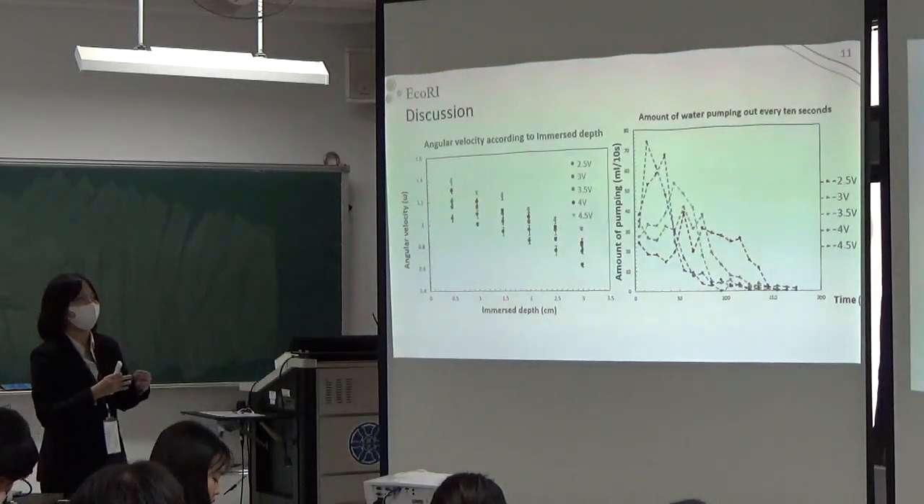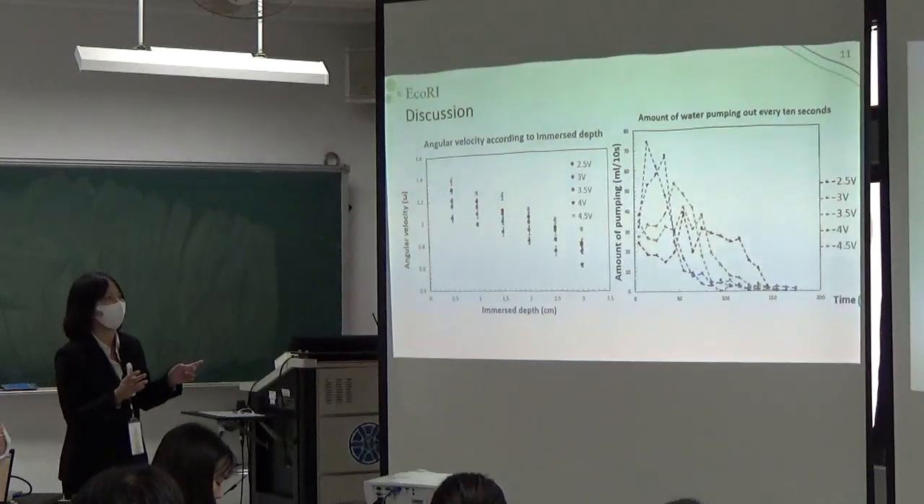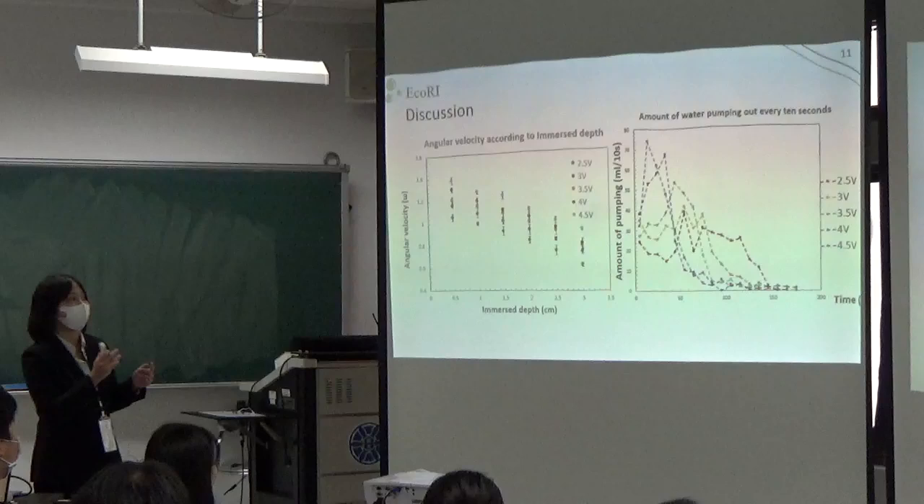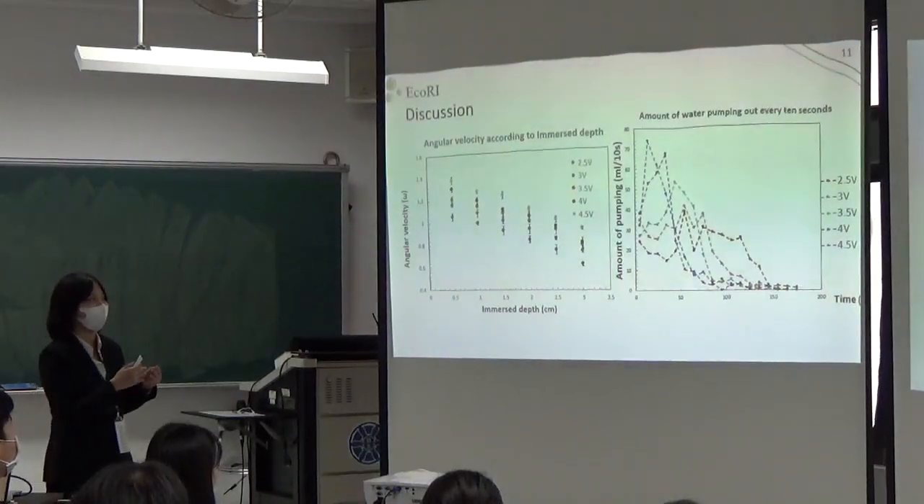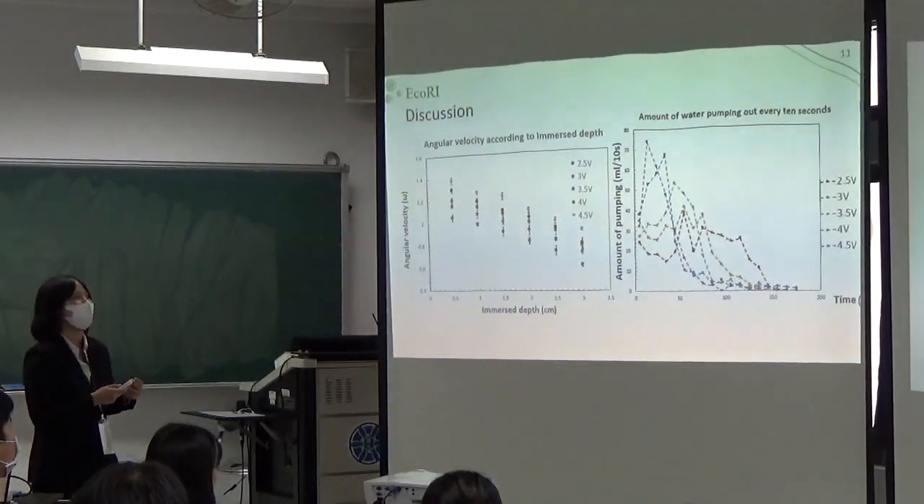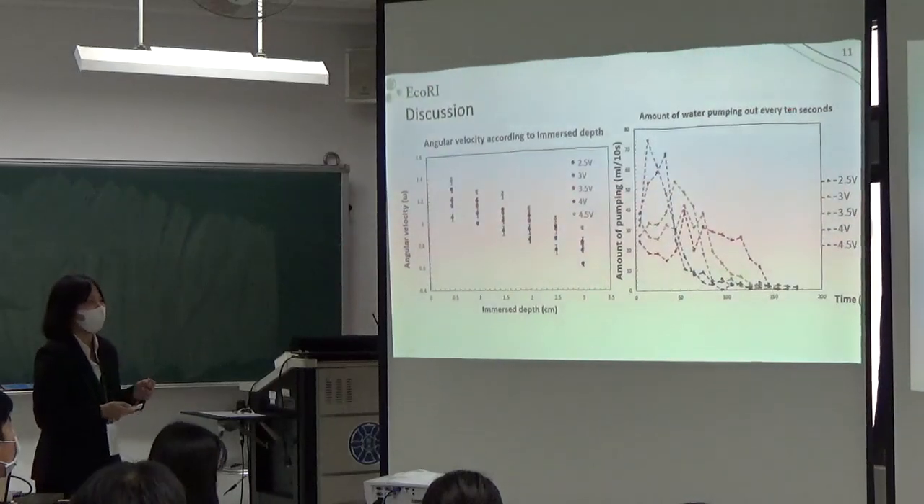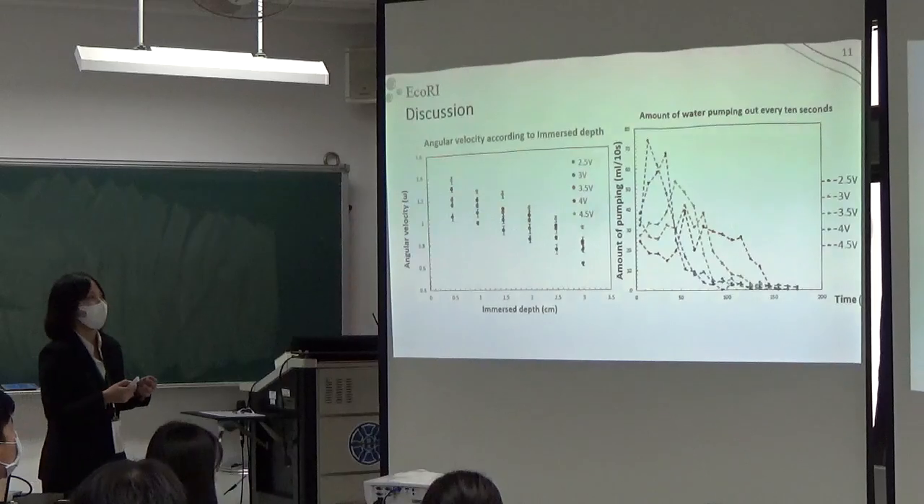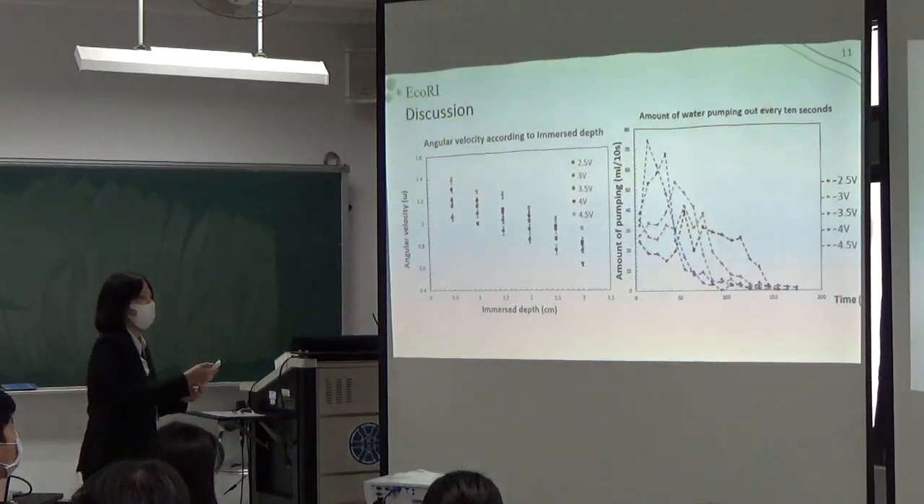But in our experiment, because the water is pumped out, the water level will decrease. And we think that the rotating speed of the straw will increase. So we also think that the pumping speed will also increase. But in the right side chart, we can see that it is not like our imagination. So I want to explain the data.